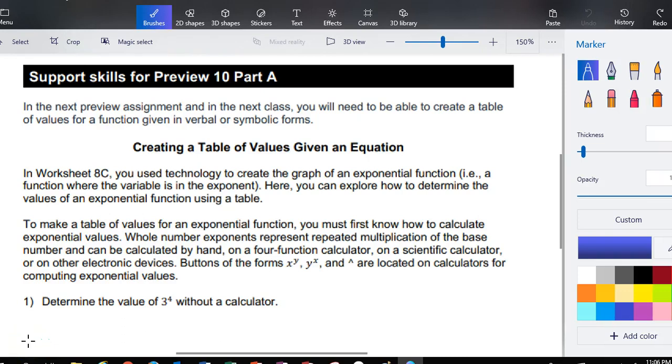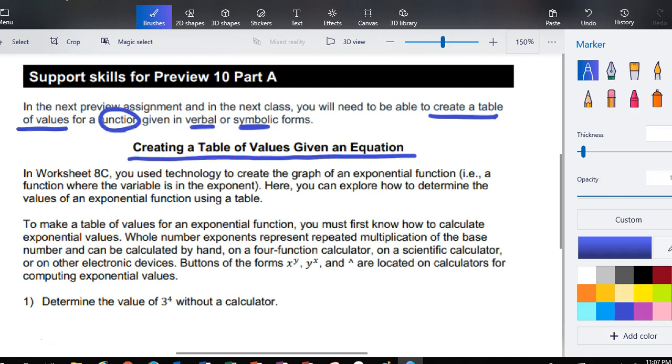So let's do lesson 10A. In the next preview assignment in the next class, you're going to need to be able to create a table of values for a function given in verbal or symbolic forms. So creating a table of values given an equation.